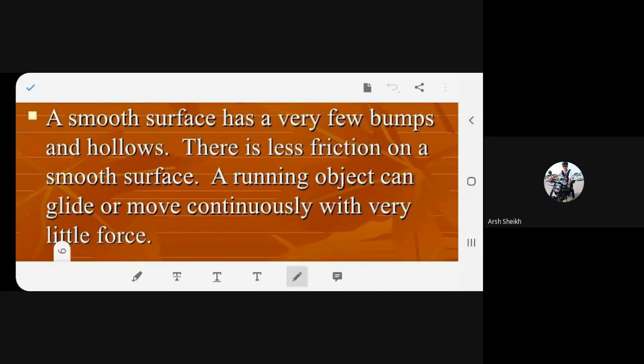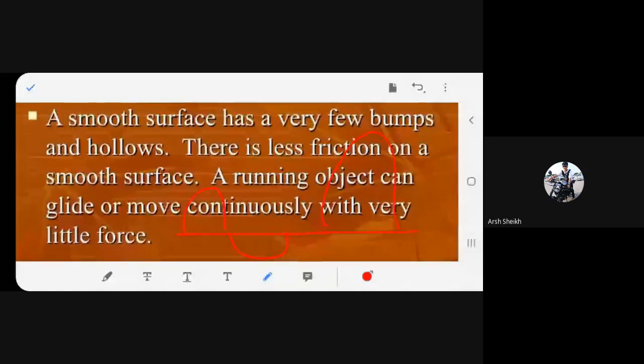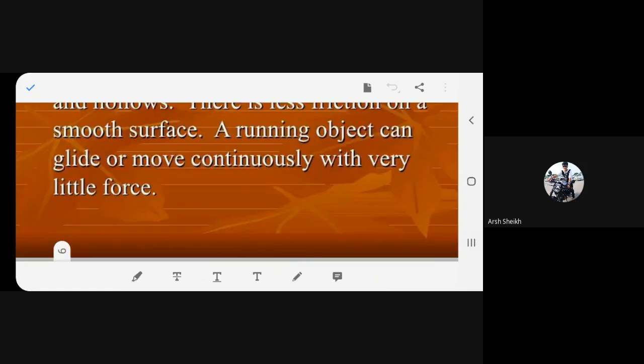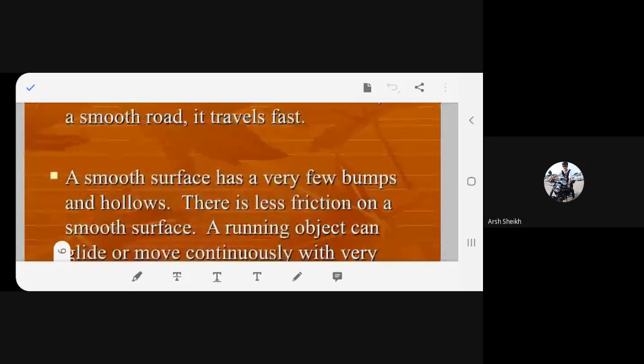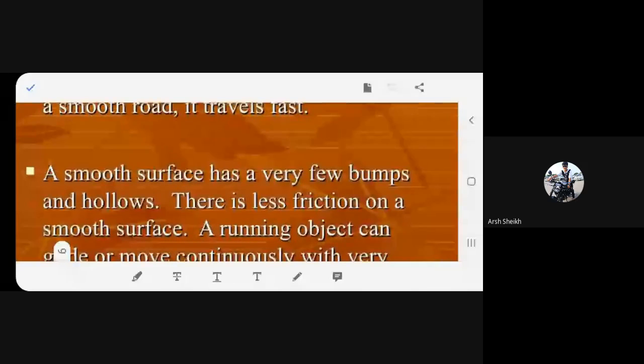Now, if I make the same thing with big bumps and big hollows, you're getting it now? What happens? Friction is more. So if any moving object has these obstacles as bumps, its speed will decrease because friction is more. Any problem with it? No, ma'am. All of you understood why friction is more, why friction is less, and what is happening?